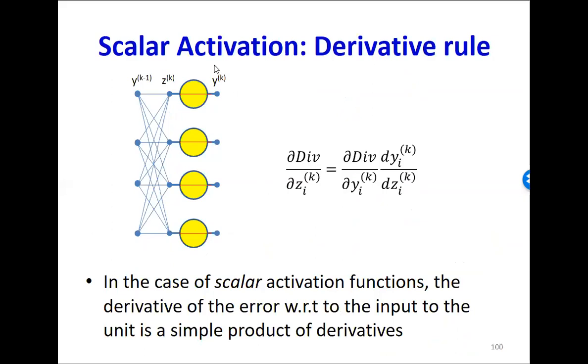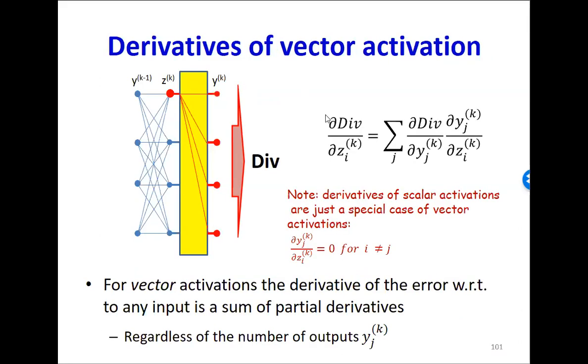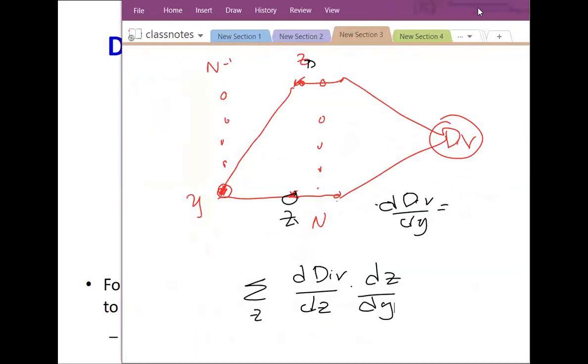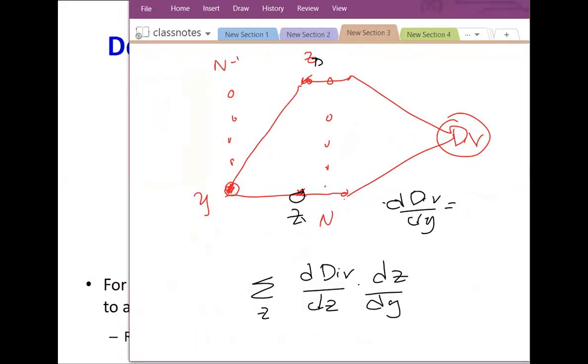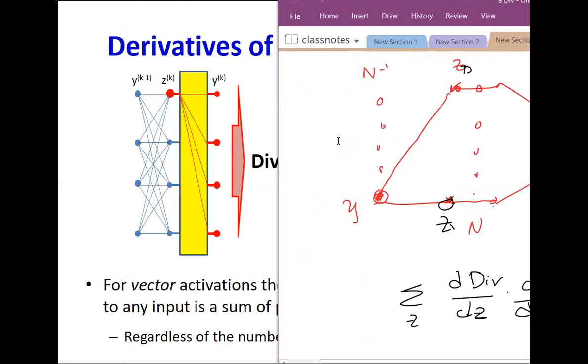So in the scalar case, if I want to compute the derivative of the divergence with respect to Z, I can just use the chain rule and say that it is the derivative of the divergence with respect to Y times the derivative of Y with respect to Z. A simple chain rule will do the job. In the vector case, don't look at the formula. How is this going to change? If I have something of this kind, how will this formula change?